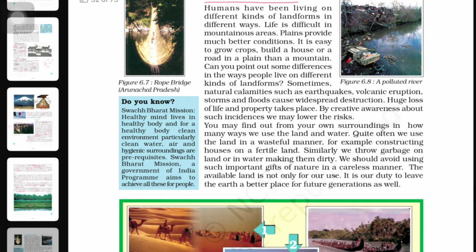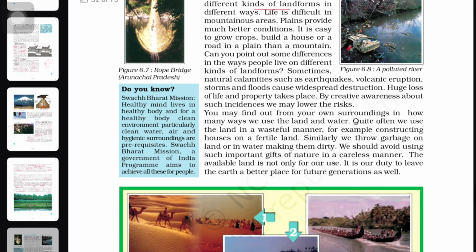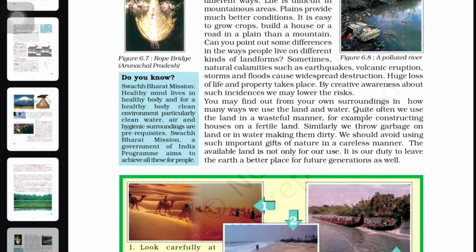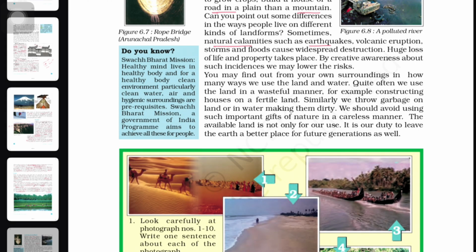Human beings have been living on different kinds of landforms in different ways. Life is difficult in mountainous areas. Plains provide much better conditions. It is easier to grow crops, build a house or a road in a plain than on a mountain. Sometimes natural calamities such as earthquakes, volcanic eruptions, storms and floods cause widespread destruction and a huge loss of life and property. By creating awareness about such incidents, we may lower the risk.